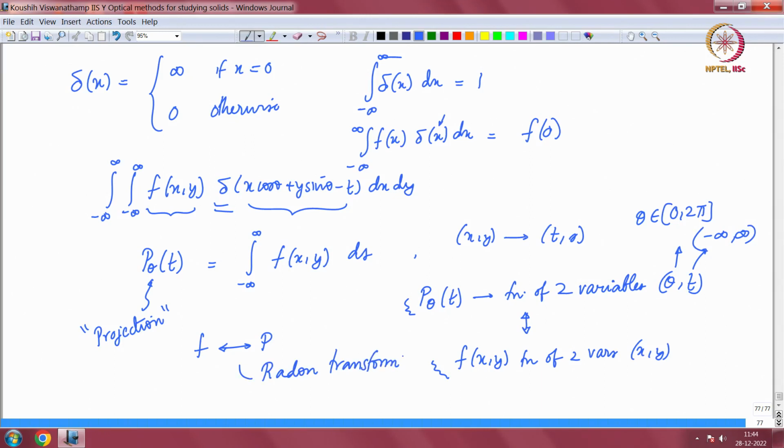Just like you had a Fourier transform, you have a Radon transform which is represented by this. At some angle theta, some distance t, you find this line integral along a particular line. So, just like we have an inverse Fourier transform, there is also an inverse Radon transform.